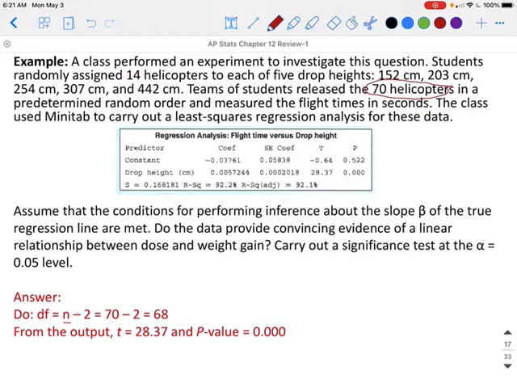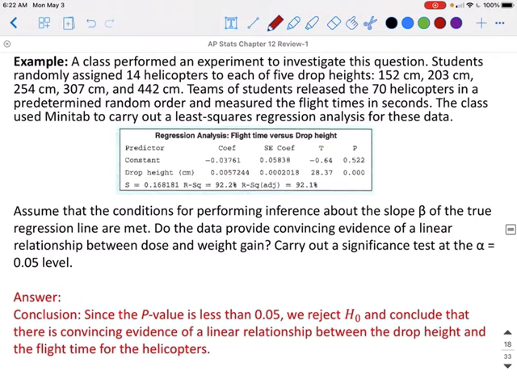And if you look at your output, we are talking about the slope, which is this line here. It's not the constant, which is the y-intercept. It is the slope. And it tells us our t-value is 28.37, and our p-value is 0.000. So the last thing we need to do is write our conclusion. Since the p-value is less than 0.05, we reject the null hypothesis and conclude that there is convincing evidence of a linear relationship between the drop height and the flight time for the helicopters.